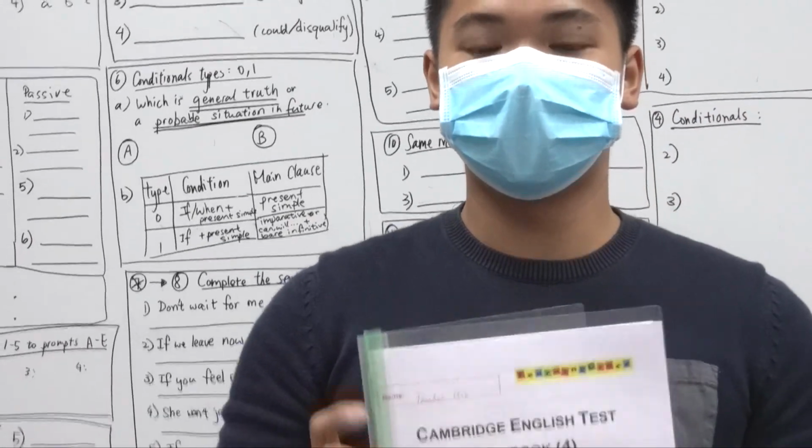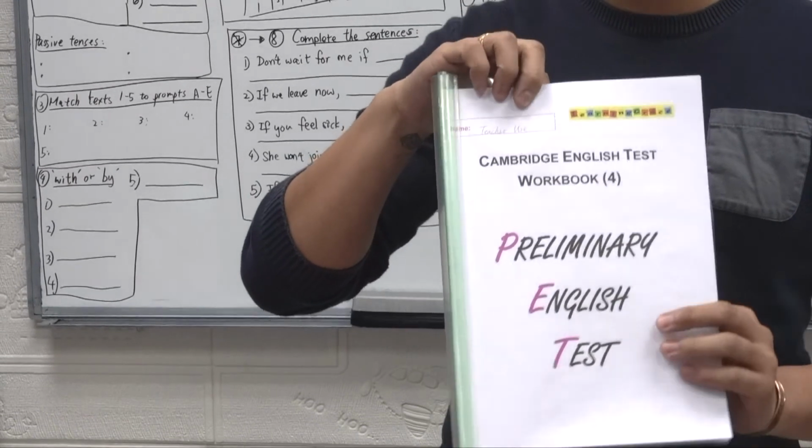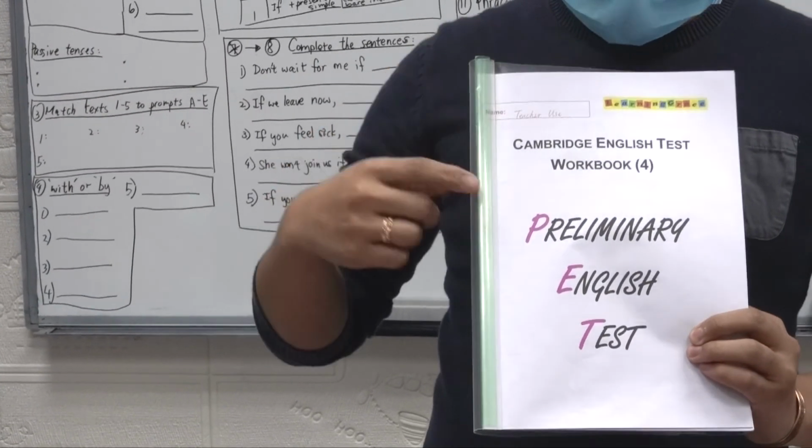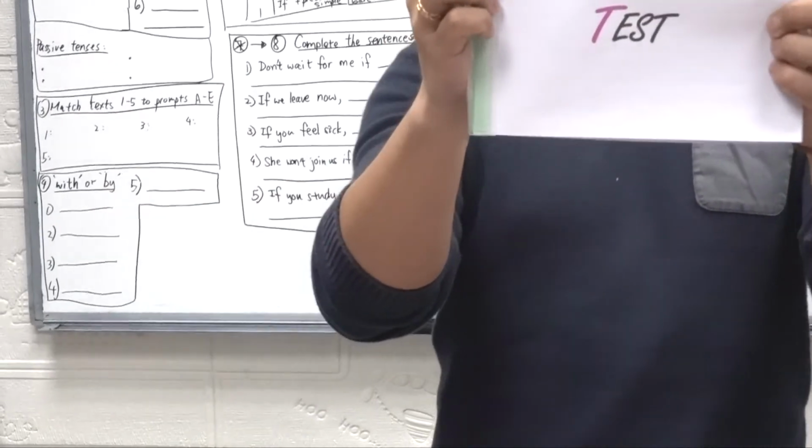Alright, hello everybody. Today we're going to do our PET class. Today's class is 4.5. Please be careful and remember to use the correct book. It should be number 4. Workbook number 4. It should look like this.